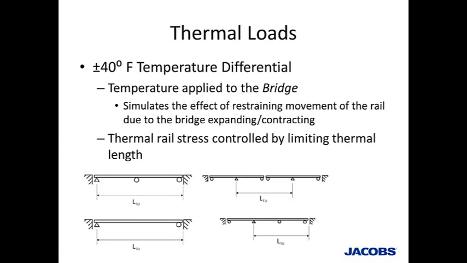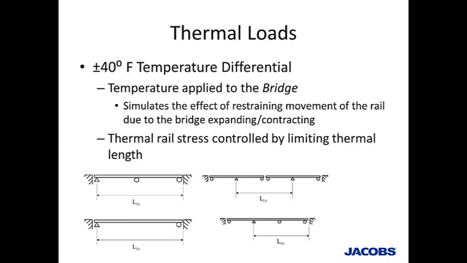Now, thermal stress is largely controlled by limiting the thermal length. That's defined by the total length of squashing the rail would see. So a simple span with a pin at one end would have a thermal length from the restraint to the open joint. But if there's a simple span expanding in the opposite direction, effectively adding to the movement at that joint, then the thermal length would extend to the next restraint. You can see that in the top right of this picture.